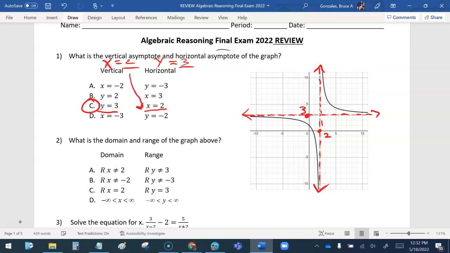Okay, so they did a little switcheroo. So the vertical is there, the horizontal is there. All right. Anyways, so what's the domain and range? So remember, domain and range is the same as those up there, but it's slashed through. So x is not equal to 2, y is not equal to 3. That would be letter A. Okay. So very important.